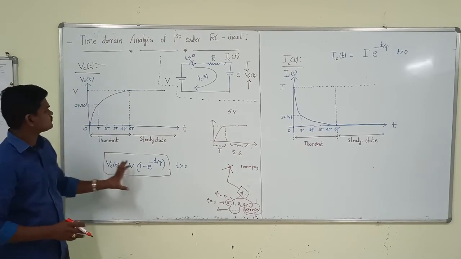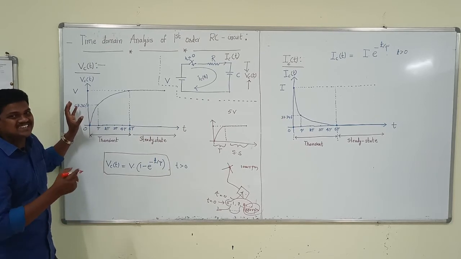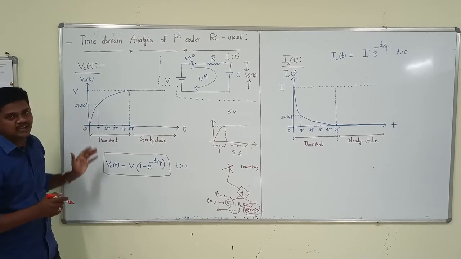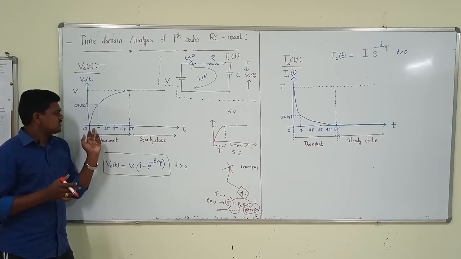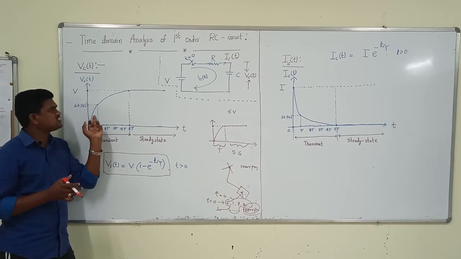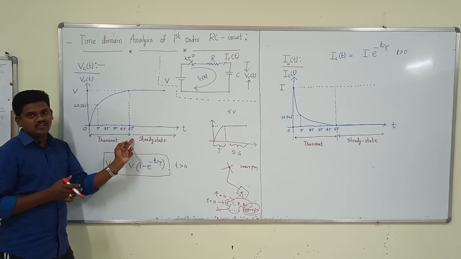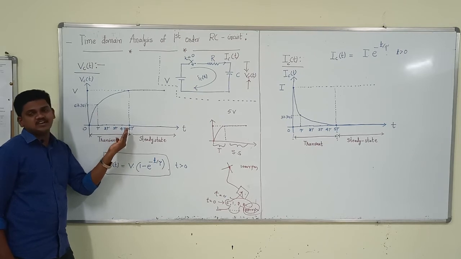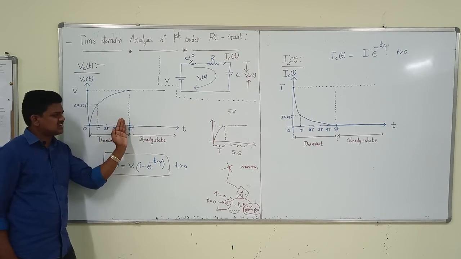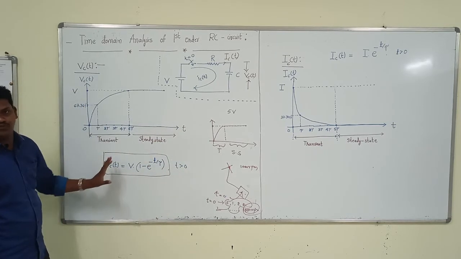This is about the voltage across the capacitor when it is connected in series with the resistor. This is about the time domain analysis. By analyzing the time domain analysis, the voltage across the capacitor in the transient state slowly increases exponentially. After 5 time constants, it will become constant. Always in our electrical problems in DC analysis, we discuss directly this value, understand, by this formula. I think all of you understand.